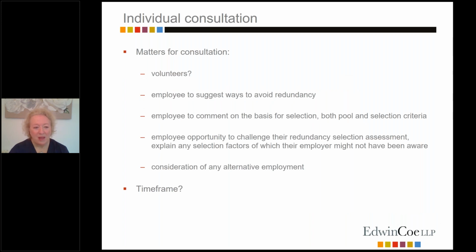Oh, there we go. So, things to include in the consultation. Well, the very first one is volunteers and whether any of the workforce wish to volunteer for redundancy. This can actually be a good way of reducing the number of compulsory redundancies. So it is something that should be addressed at the outset, before the start of compulsory selection.